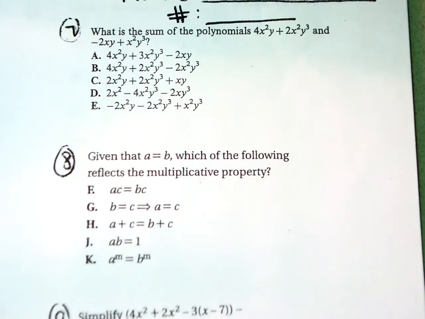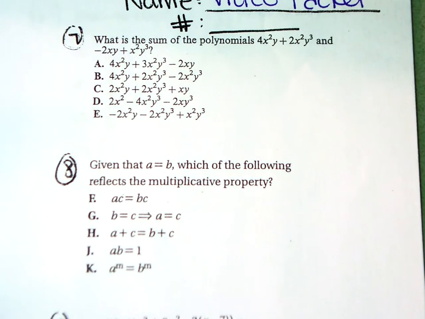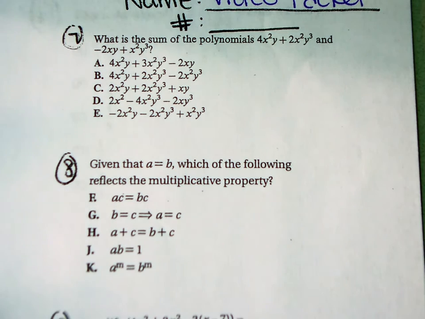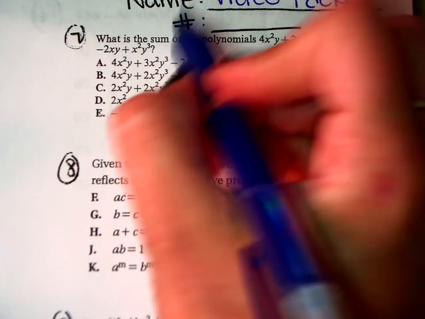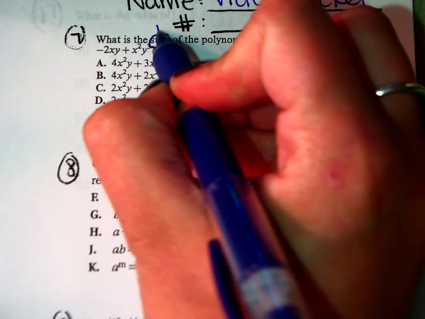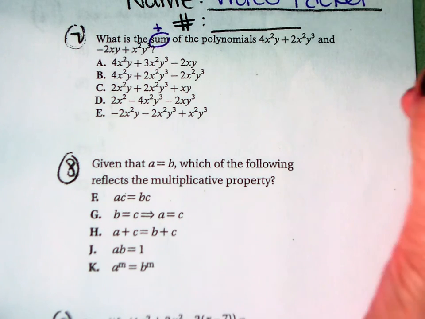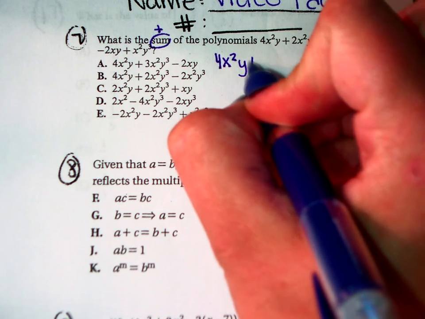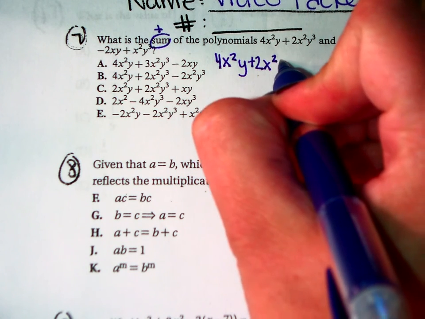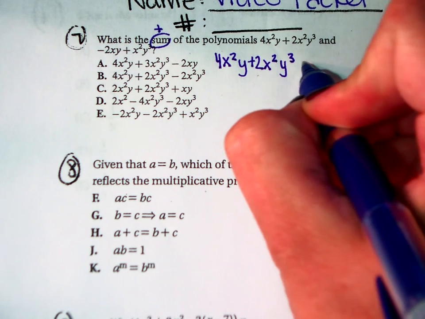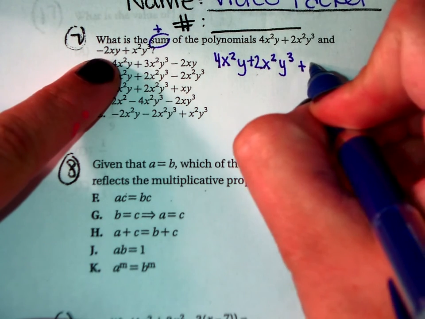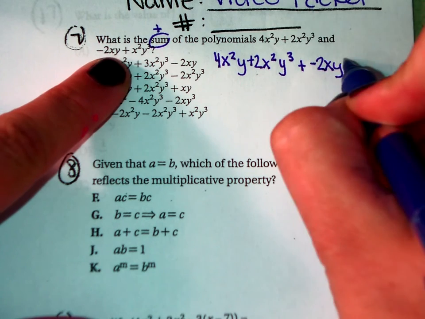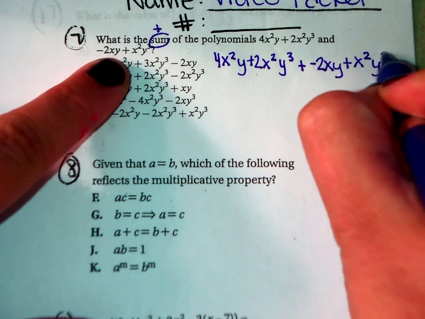All right, number 7. What is the sum of the polynomials 4x squared y plus 2x squared y cubed and negative 2xy plus x squared y cubed? Now, sum is a math word we should know. It means plus. So I'm adding these polynomials. So I'm going to rewrite them. So 4x squared y plus 2x squared y cubed plus, and I have a negative 2xy plus x squared y cubed.